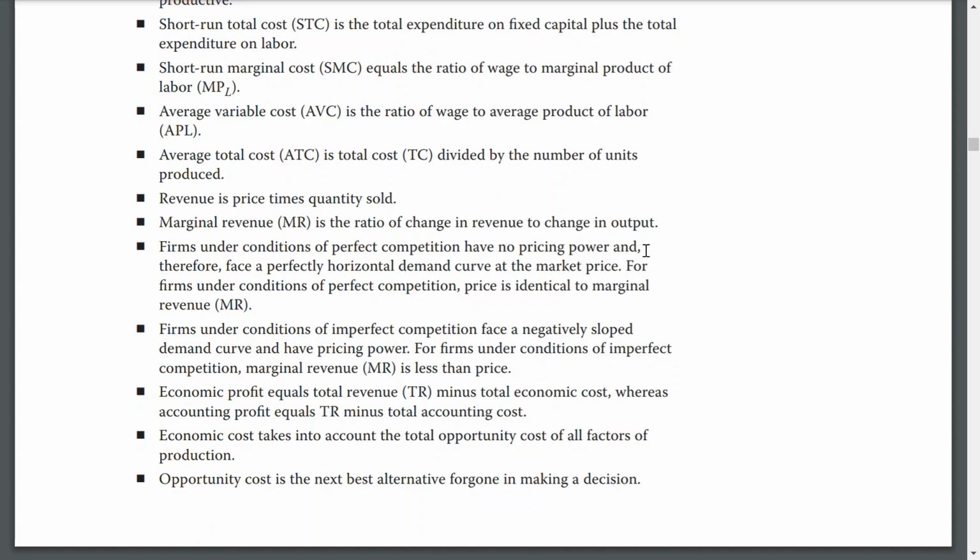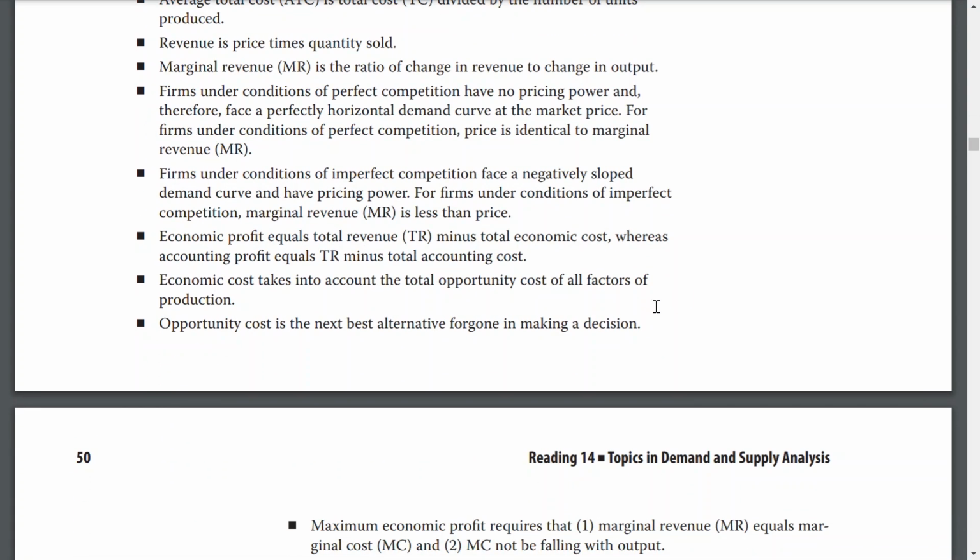Firms under conditions of perfect competition have no pricing power and therefore face a perfectly horizontal demand curve at the market price. For firms under perfect competition, price is identical to marginal revenue, or MR. Firms under conditions of imperfect competition face a negatively sloped demand curve and have pricing power. For these firms, marginal revenue, or MR, is less than price.